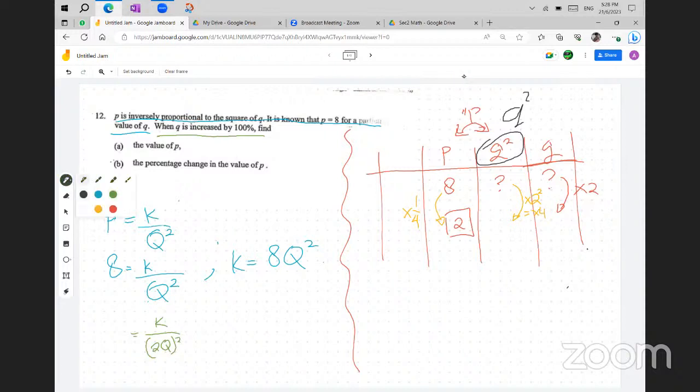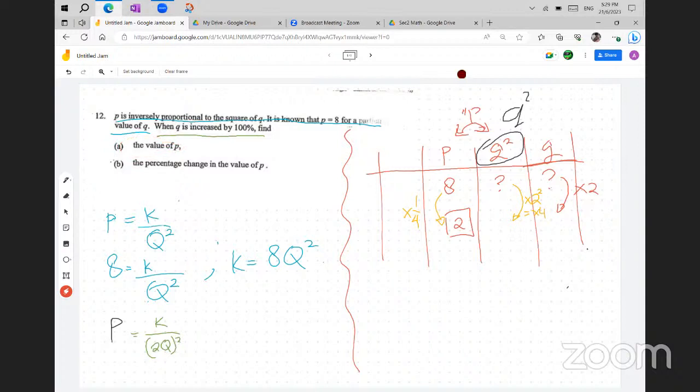And then I have to acknowledge that the P is no longer 8. The P must have changed somehow. If I change the Q, I expect the P to change. If that doesn't make sense, look at what he's asking. He's asking for the value of P. When I change my Q, my P should change.